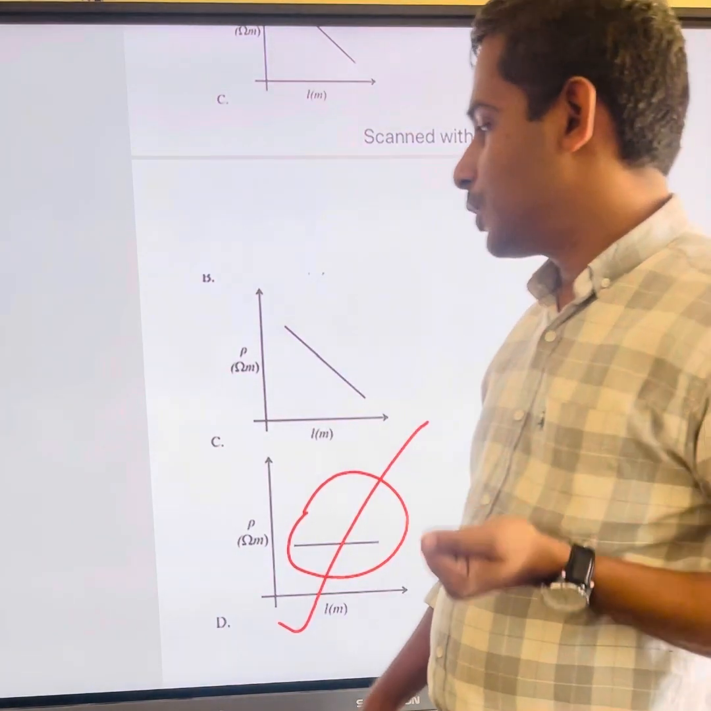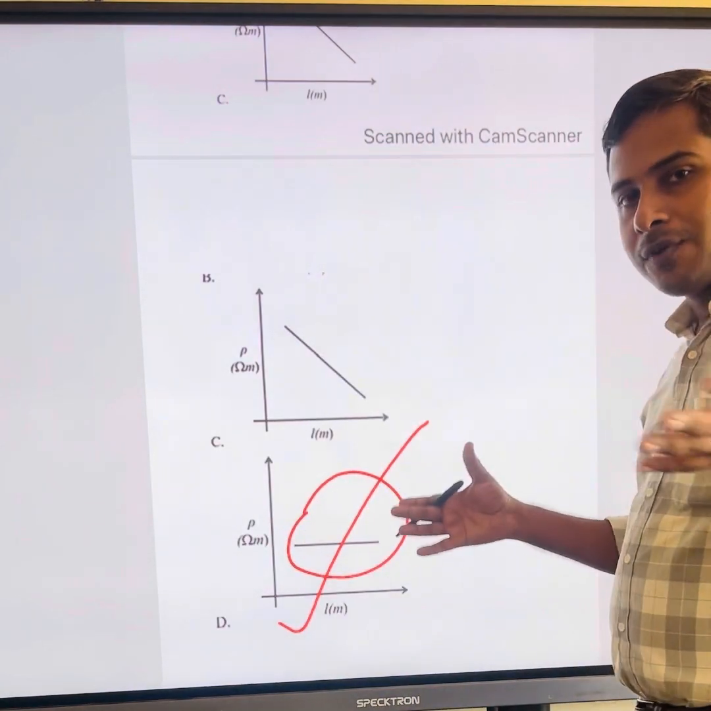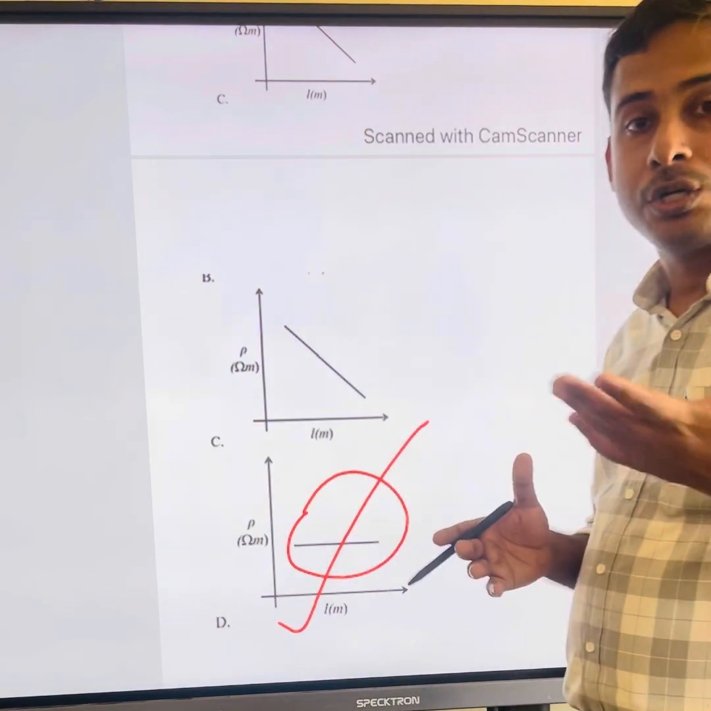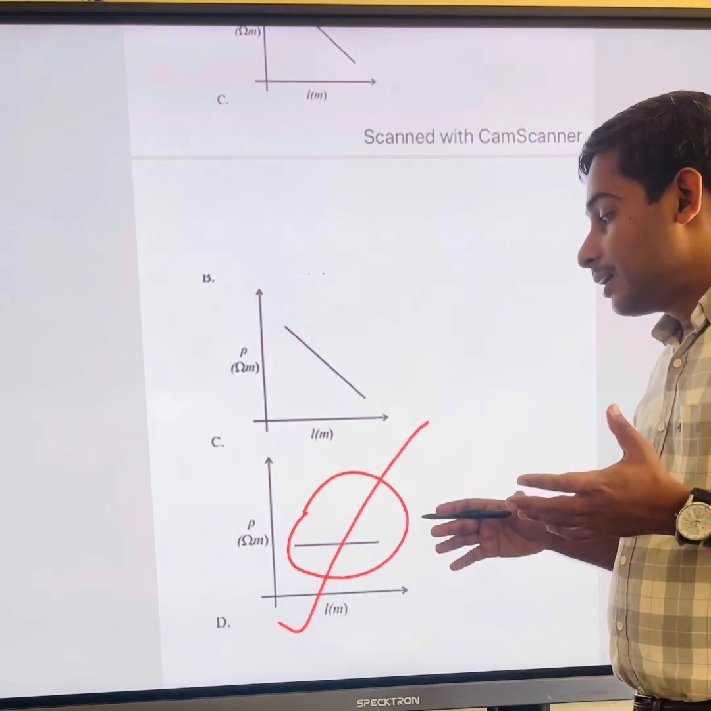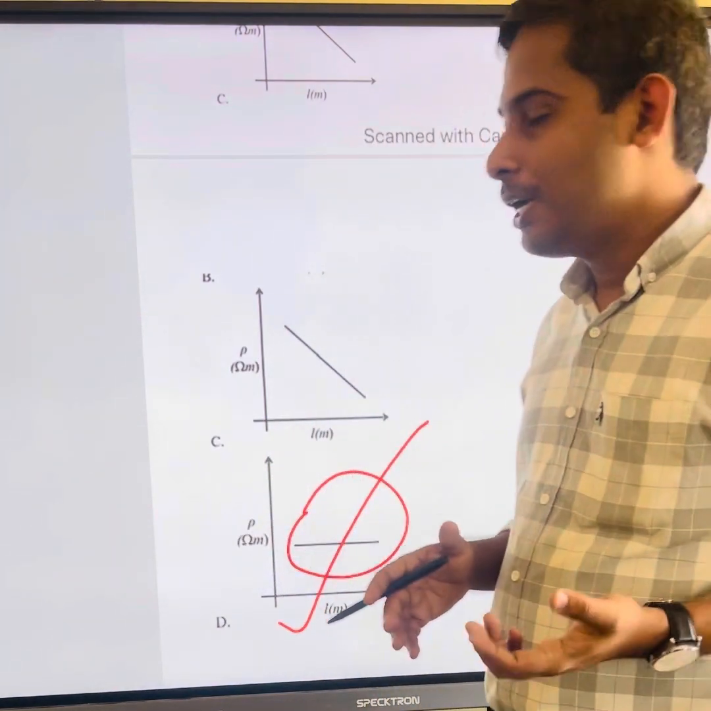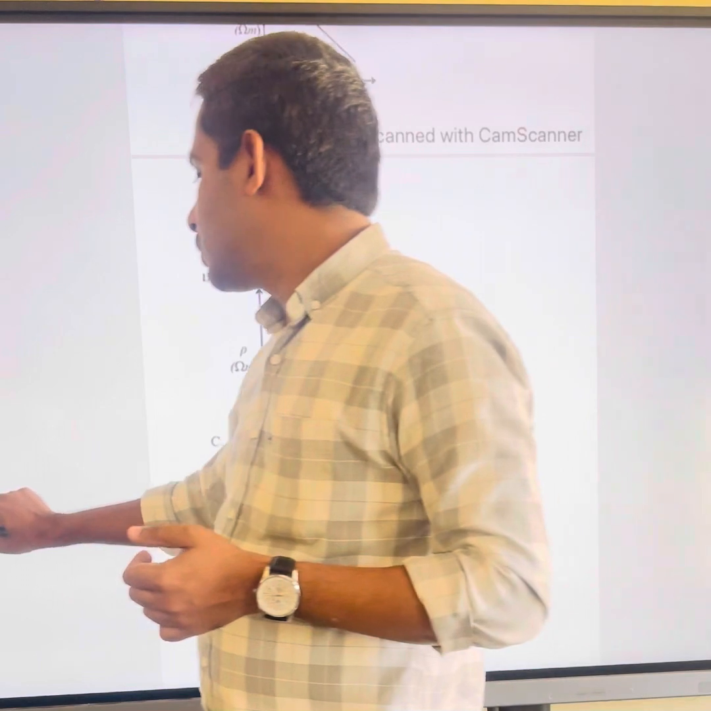Very easy question only. Okay. Whatever the value of length or area, rho does not depend on it. The resistivity value depends only on the nature of the material. Am I right? Yes. I am moving to the next question.